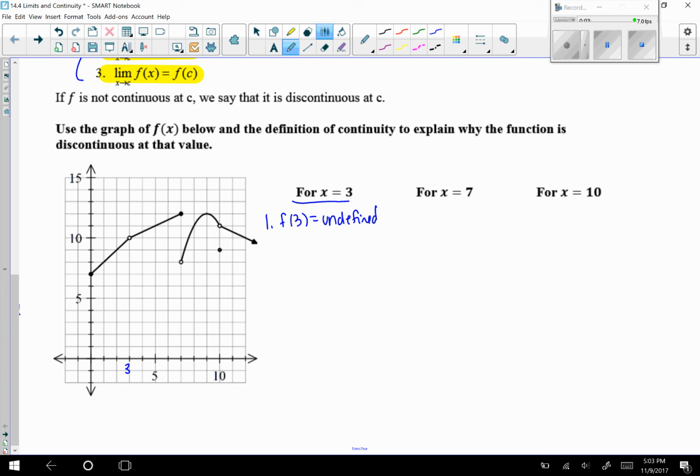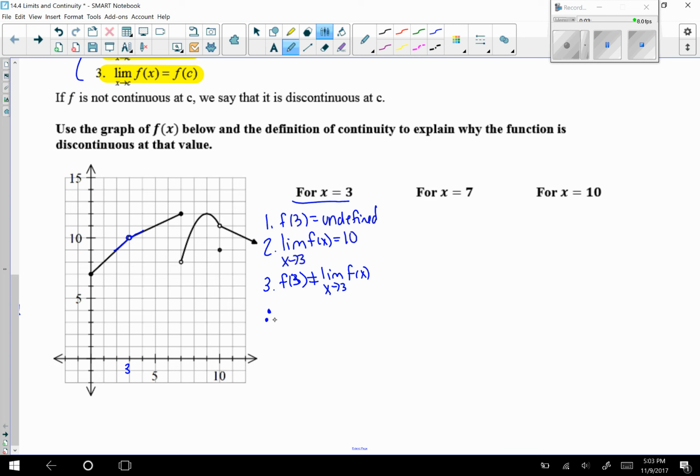Now I know that since it fails that first rule it's going to be discontinuous, but we're going to go ahead and finish the rest of the definition. So the second part of the definition is the limit as x approaches 3 for this function f of x is equal to, so from the left side and the right side, the limit is approaching this y value of 10. And the third part of the rule is to state that f of 3 in this case does not equal the limit as x approaches 3 for this function.